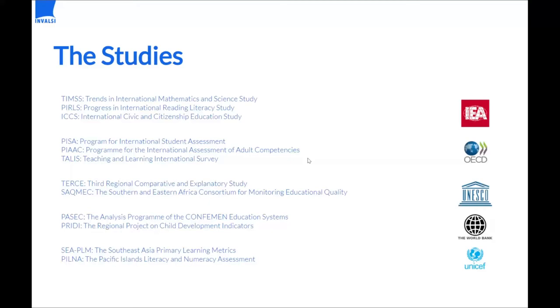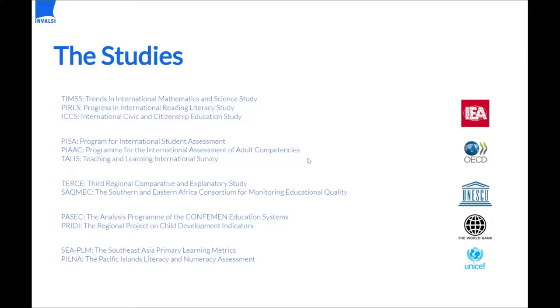Everything started back in the 60s with the IEA, which is the International Association for the Evaluation of Educational Achievement, and they were the first, the pioneers in this area. It started as a collaboration of academics. They met in a conference and they thought that it was a good idea to apply the same test to samples of students in different countries to be able to compare. From there to now, many things have happened. They started first with these preliminary studies, and then in the modern age of international assessments, they started with TIMSS and PIRLS, which are their two flagship studies. TIMSS is about mathematics and science. PIRLS is about reading literacy. They have been running since the mid-90s.